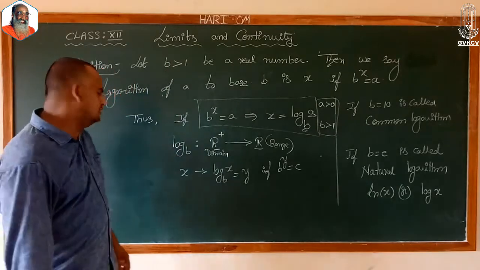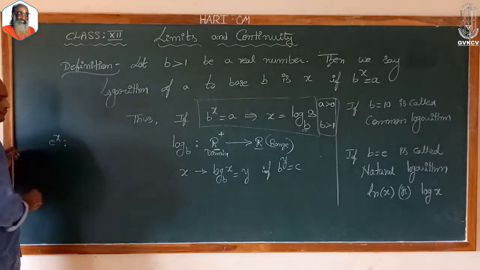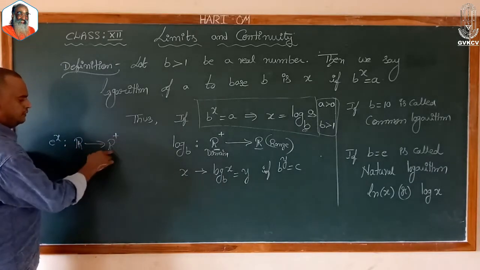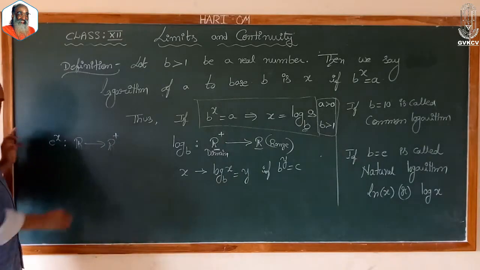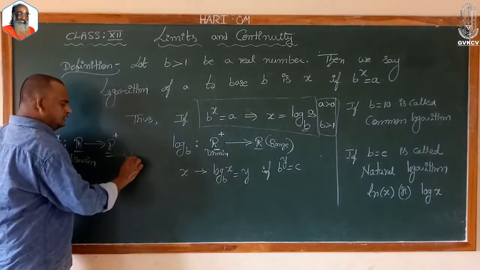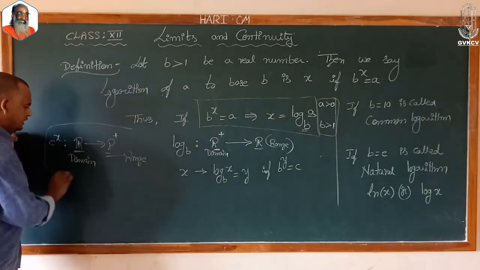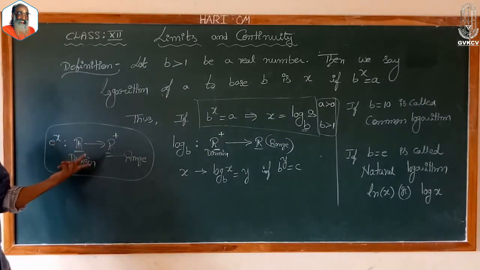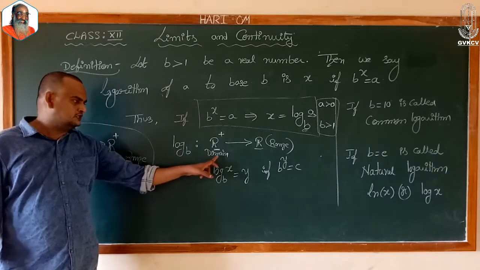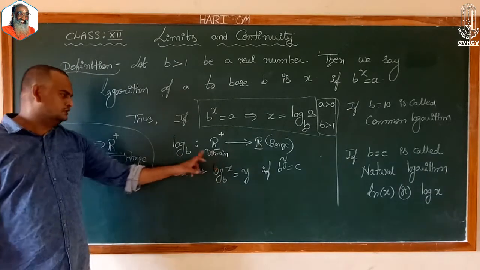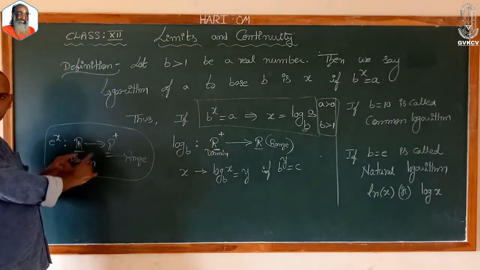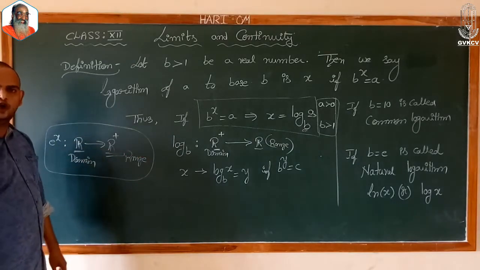Now once you remember your exponential function, for this the domain is real numbers and the range is positive real numbers. This is about the exponential function. Now when we make it reverse, opposite, inverse, then automatically we have the logarithmic function. Now what is the domain of the logarithmic function? Positive real numbers. What is the range of the logarithmic function? Real numbers. So they are just mutually reversed. That is the relation between exponential function and logarithmic function.